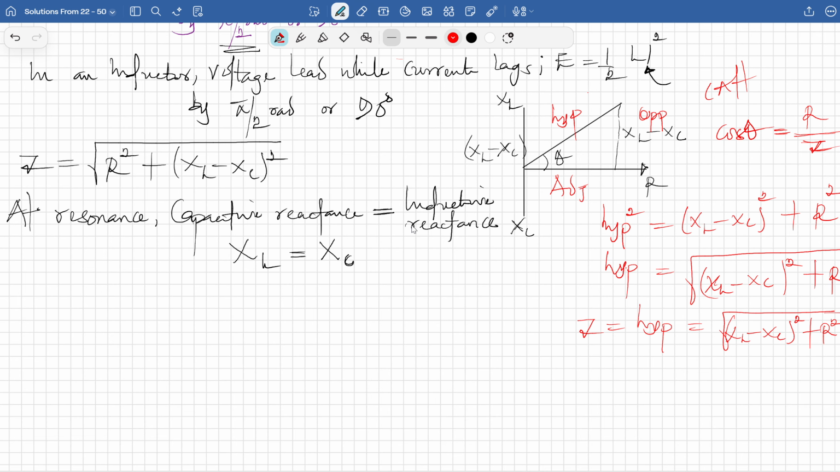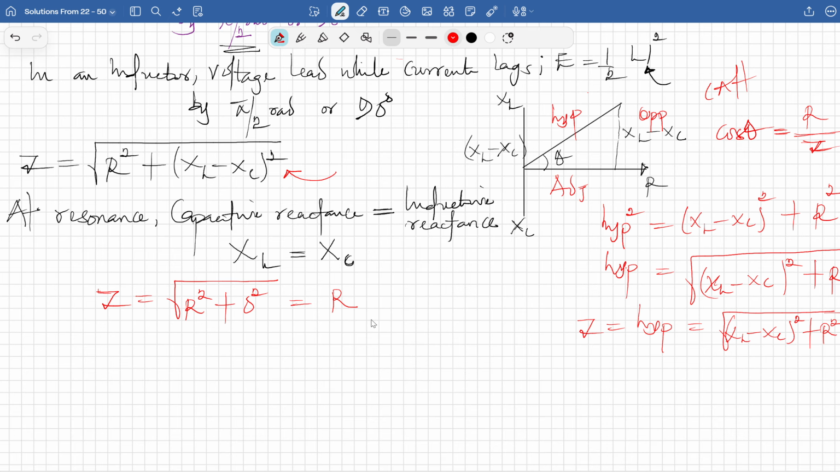So at resonance, capacitive reactance is equals to inductive reactance, XL equals to XC. So when you substitute that into this equation here, the value for Z at that same resonance will now tend to be equals to the square root of R square plus zero, so Z is equals to R. So meaning that at resonance, the overall opposition to the flow of current is actually the opposition offered by the resistor, which is the resistance.